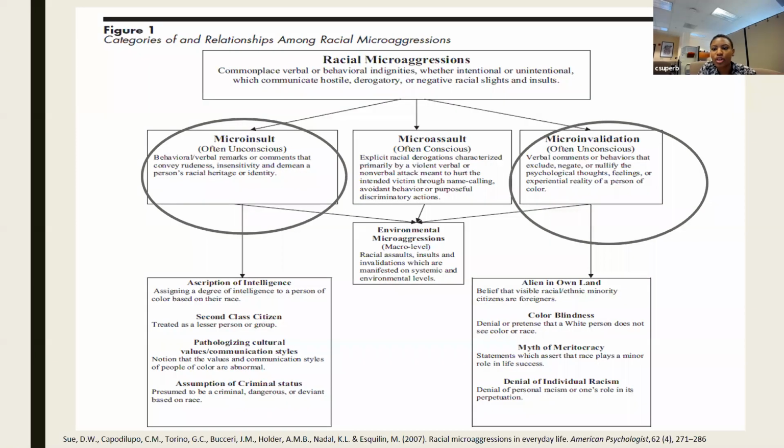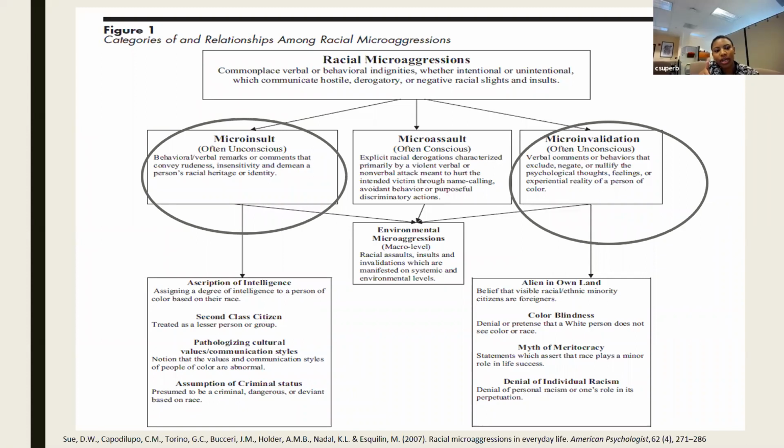Okay, so here's a chart to help us look at microaggressions. In the middle, it talks about microassaults, and that's often conscious and explicit name calling, right? We're not going to really focus on that because right now society knows that that's not appropriate. It's often done in public places, and it's not really in the classrooms, and we don't really want to focus on that. But just know that it's there.